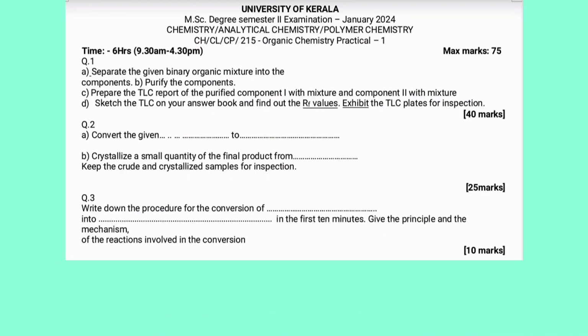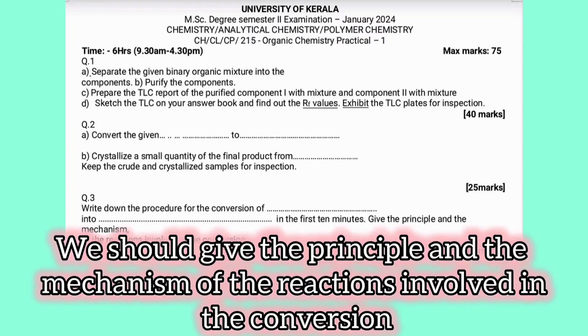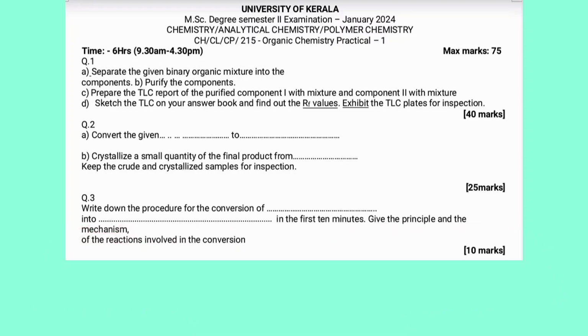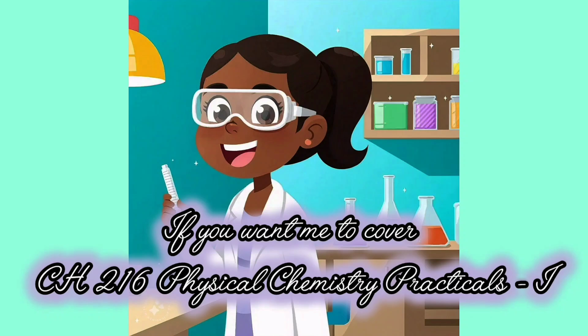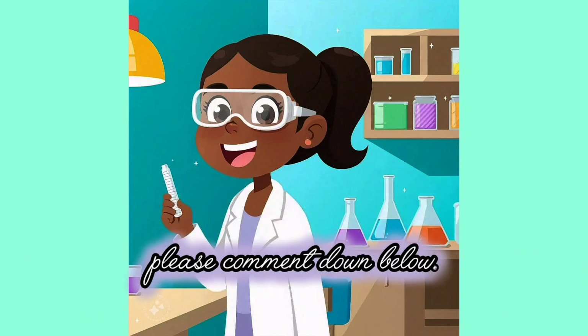The last question is to write down the procedure for the conversion of one compound into another within the first 10 minutes of the lab exam. We should give the principle and the mechanism of the reactions involved in the conversion. It carries 10 marks. If you want me to cover CH216 Physical Chemistry Practicals 1, please comment down below.